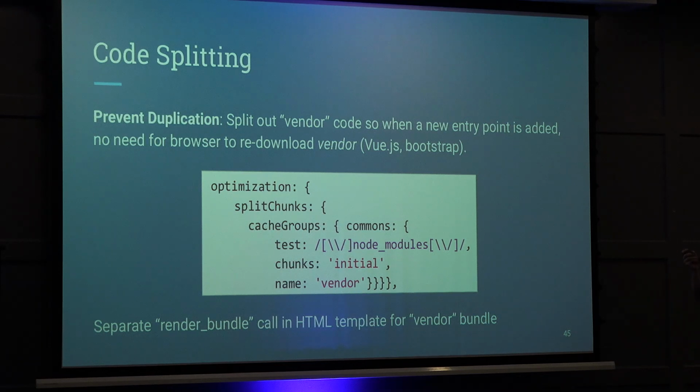So we prevent duplication by separating out vendor code, Vue.js, Bootstrap. And there's a setting that also goes into Webpack.config.js for optimization, and it will basically test, is the file loaded inside node_modules? If it is, make it into a separate chunk, into a separate bundle called vendor. We have app, and then we'll have two bundles: we'll have app and we'll have vendor. And then we also need to make sure we add in the render bundle call in the template for the vendor bundle on top of the app bundle.